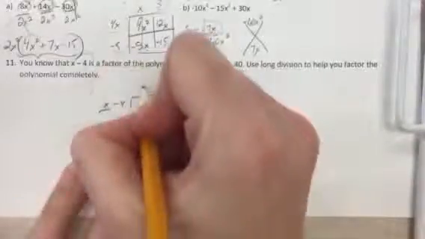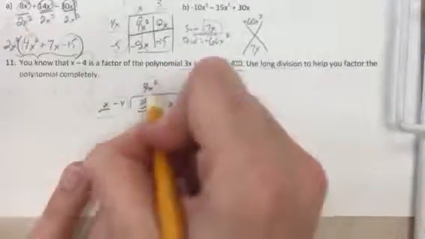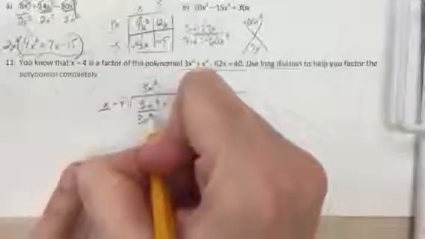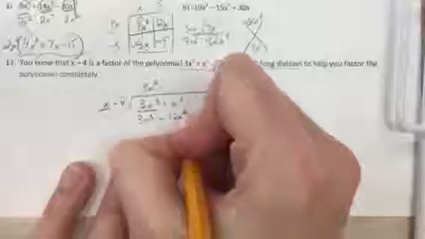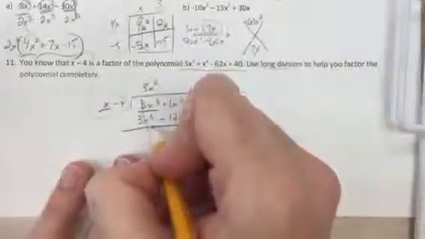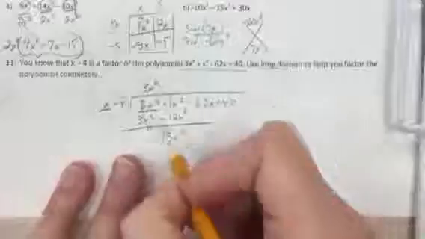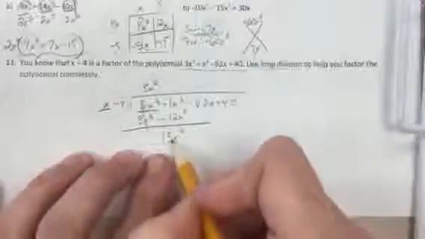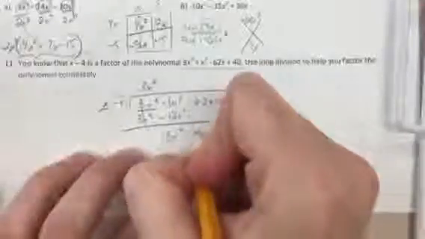3x to the third divided by x is 3x squared. Then take this times all of that, distribute. 3x squared times x is 3x to the third. 3x squared times negative 4 is negative 12x squared. Now subtract down. These two cancel. 1x squared minus negative 12x squared is actually positive 13x squared. Don't forget, subtracting a negative is the same thing as adding a positive. So I subtracted down and now I bring the rest down.